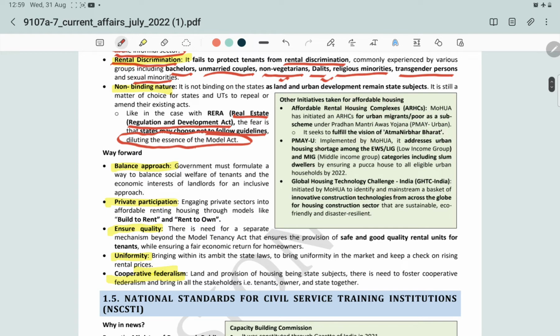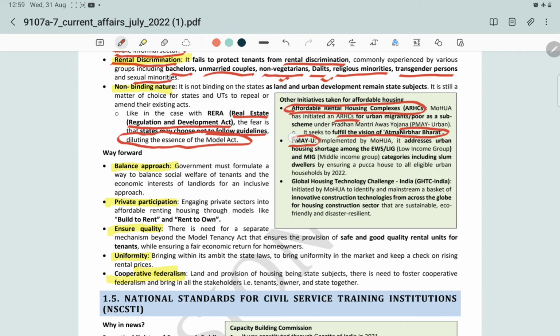And what are the other initiatives that are taken for affordable housing? Affordable Rental Housing Complexes. The Ministry of Housing and Urban Affairs has initiated affordable rental housing complexes for urban migrants or the poor as a sub-scheme of the Pradhan Mantri Awas Yojana Urban. It seeks to fulfill the vision of Atmanirbhar Bharat.